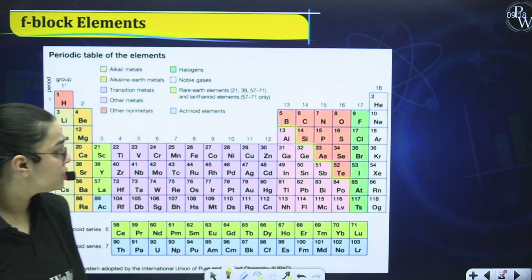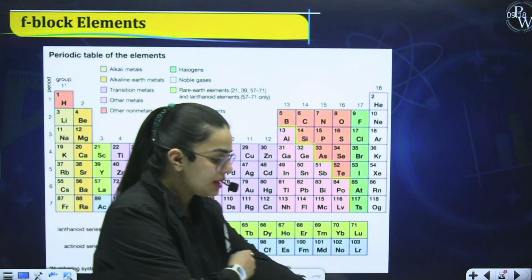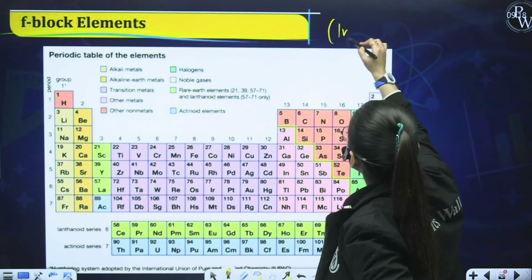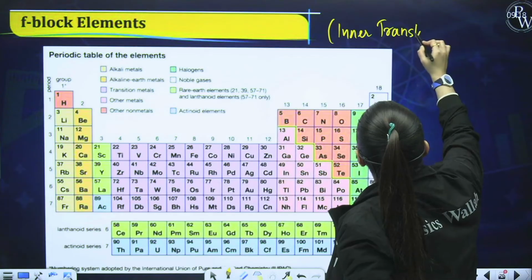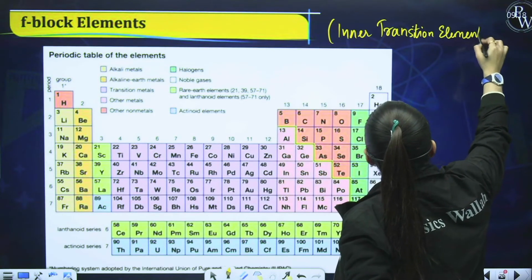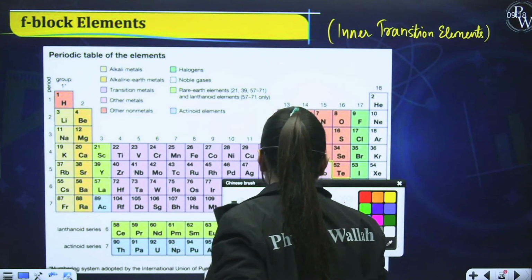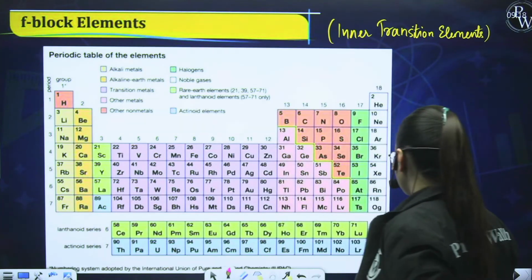Great. Now students, moving on to our next part. Next part comes out to be F block elements, our last topic. F block elements are referred to as inner transition elements. Now if I talk about F block elements, I've given you a general introduction in your previous lectures as well. What are these F block elements?